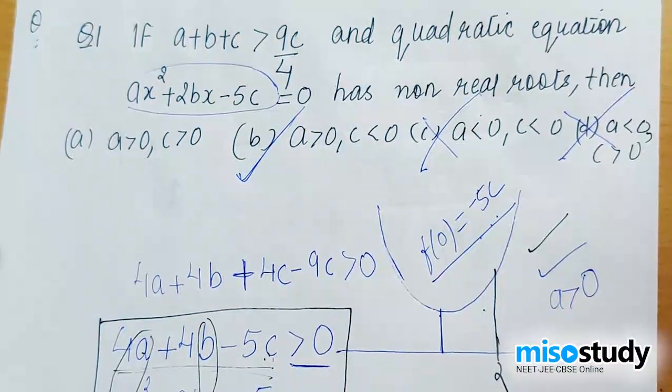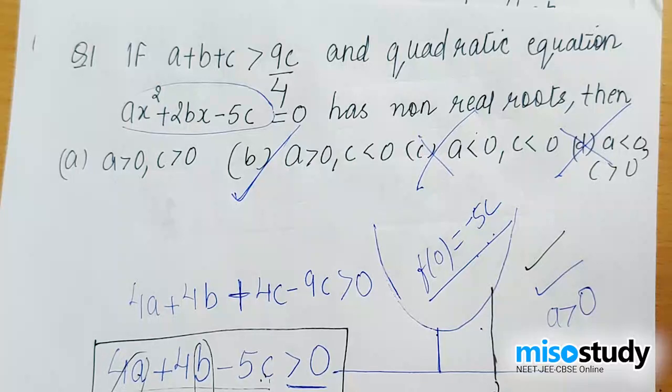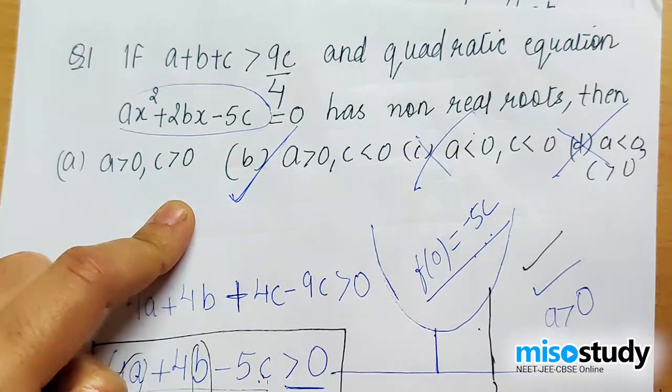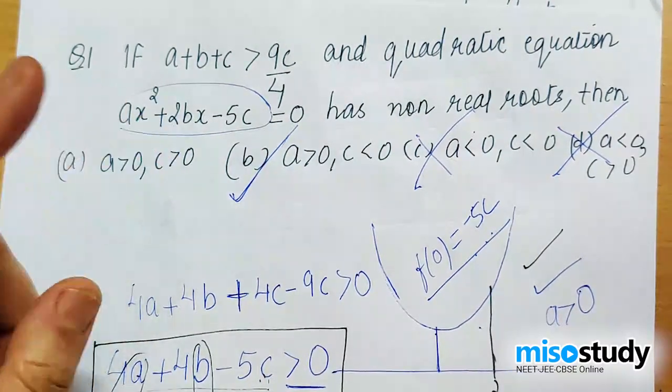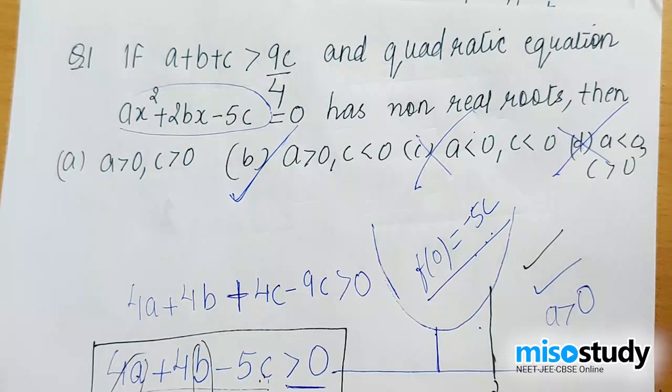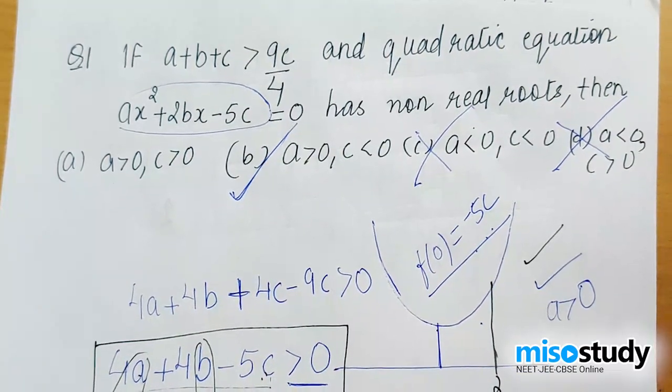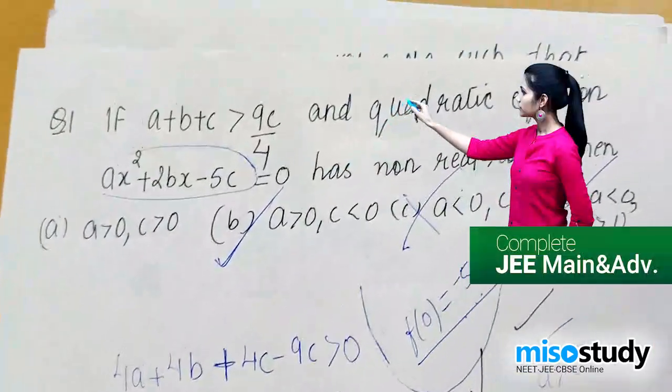I hope you're clear with this. So the twist in the question was, though it was a simple twist, sometimes in hurry, in haste, we tend to write c is also positive, which is not the case. So you have to be very, very careful about such questions. Alright, I hope you're clear with this. Let's move to the second question, question number 2.